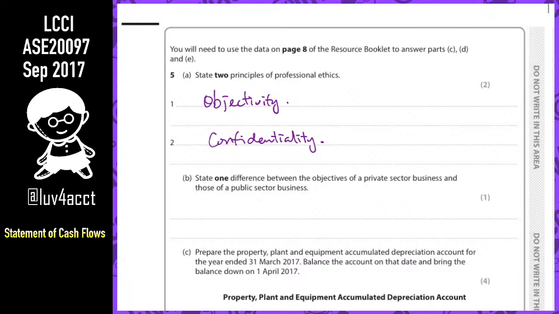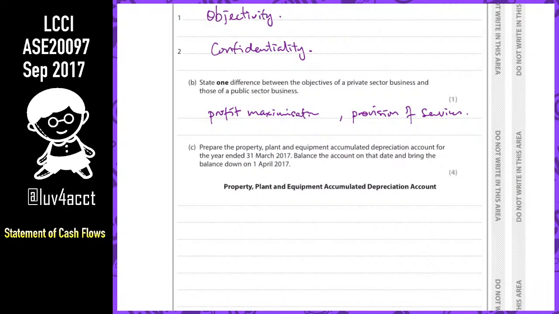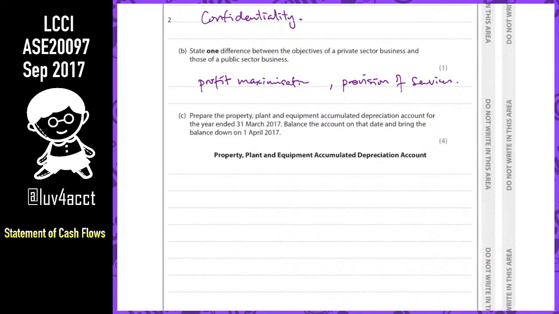Okay, private sector is for profit maximization. Okay, public sector, maybe for promotion of, or I should say provision of service. Okay, so next we have to prepare the property, plant and equipment accumulated depreciation account.